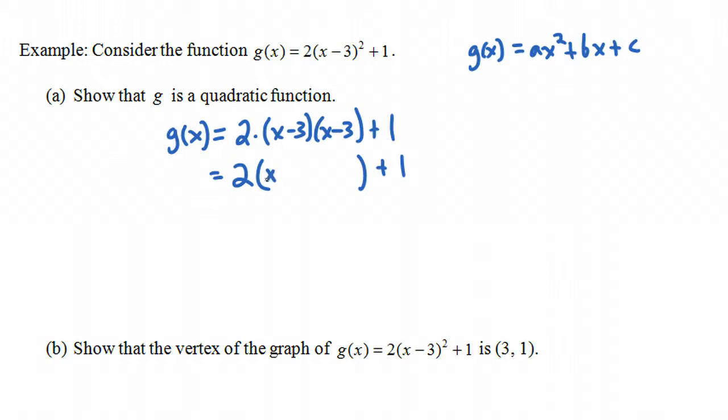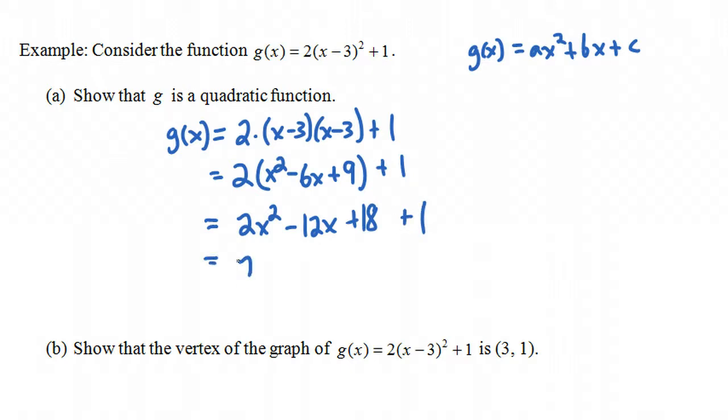X times x is x squared. If you multiply the two inside terms, you get a minus 3x, and the two outside terms, you get another minus 3x. That's minus 6x. And last of all, minus 3 times minus 3 is plus 9. Now distribute the 2. We get 2x squared minus 12x plus 18, and then plus 1.